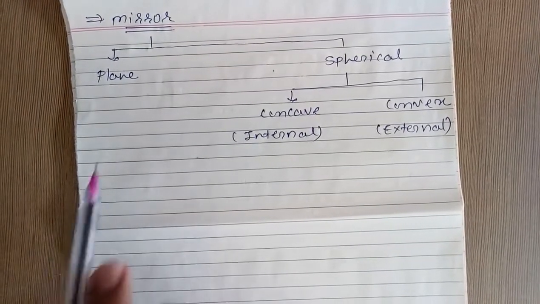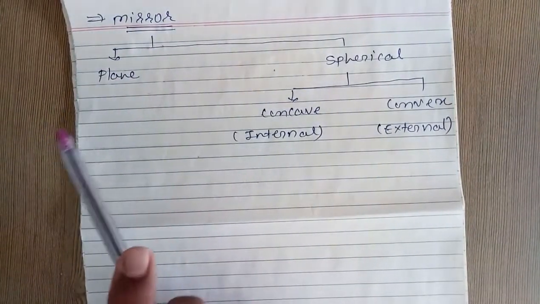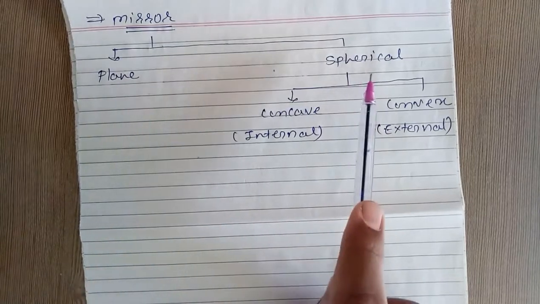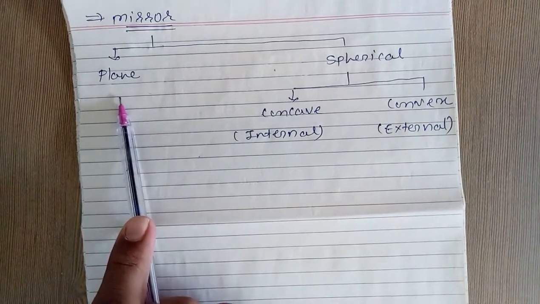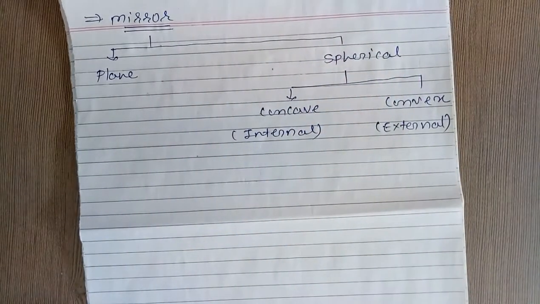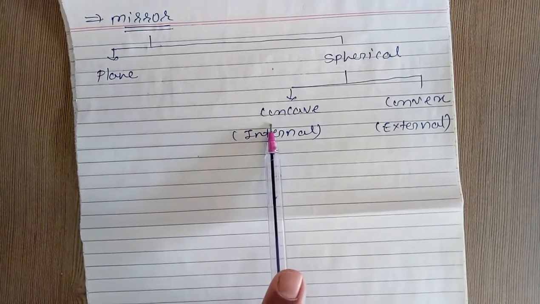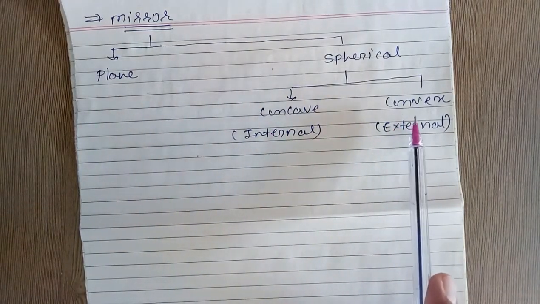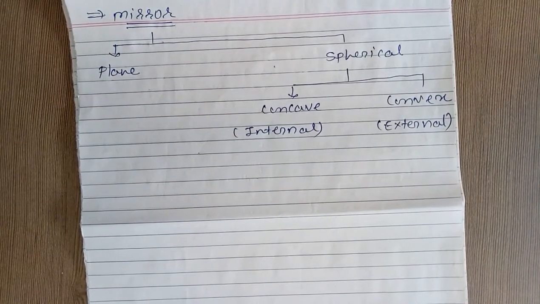Now our next topic is mirror. There are two types of mirror, one plane mirror and second spherical mirror. You already studied about plane mirror in your standard 10. Now we discuss only spherical mirror. In spherical mirror there are two types, one which is concave and the other which is convex. Now the question arises in your mind, what is a concave mirror and what is a convex mirror?